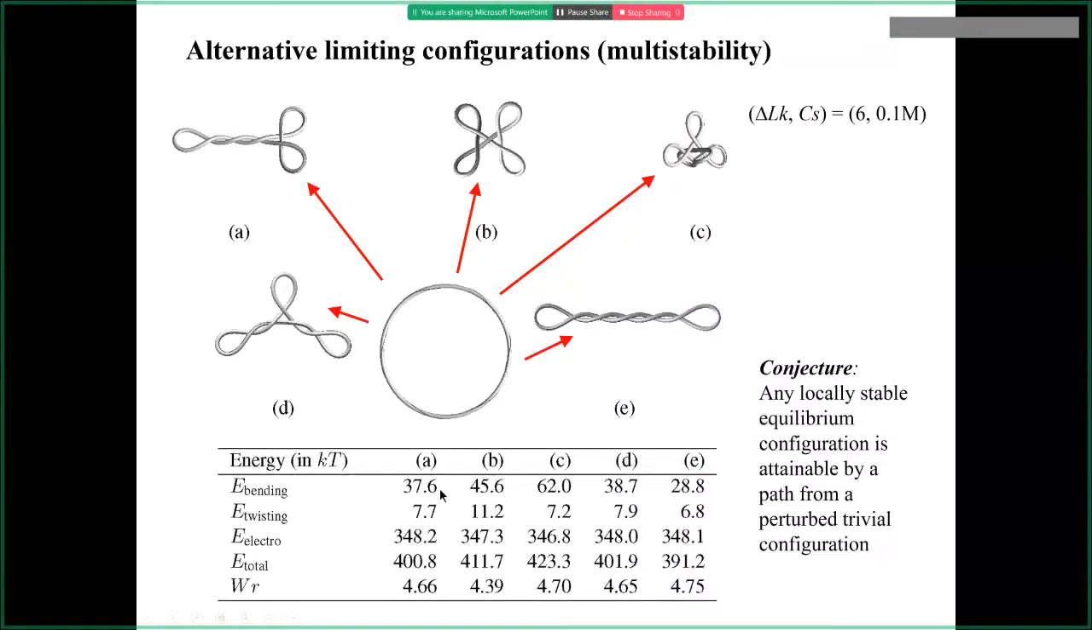And just like Enzo pointed out, the twisting energy is much smaller than the bending energy for these configurations. The electrostatic energy, though, has a large magnitude. Although really the important thing here is the relative difference in electrostatics between the configurations.